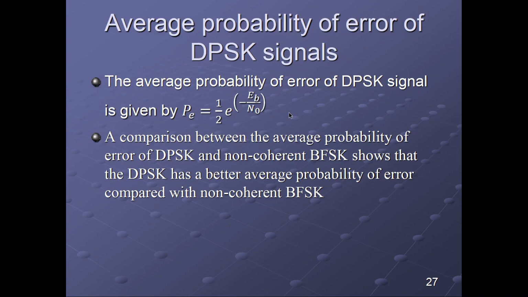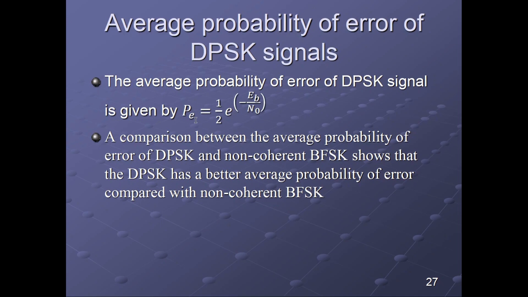The average probability of error of the differential phase shift keying signal can be given as follows: half exponential of minus EB over N naught. A comparison between the average probability of error of differential phase shift keying. If you compare the bit error rate of differential phase shift keying with the non-coherent binary frequency shift keying, you will notice that differential phase shift keying has better bit error rate than frequency shift keying.